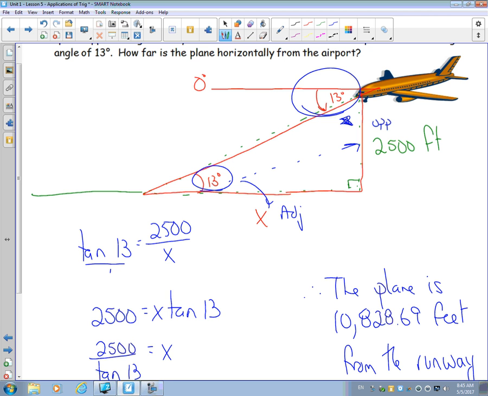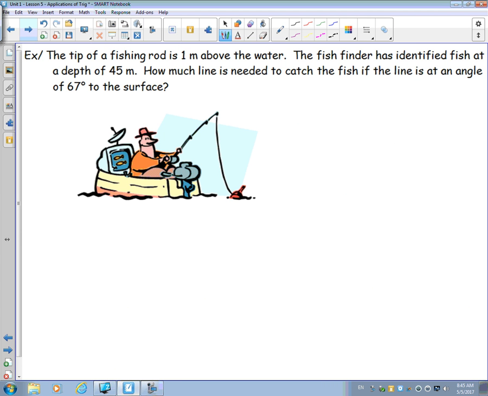Okay, let's try a little trickier one. The tip of a fishing rod is 1 meter above the water. The fish finder has identified fish at a depth of 45 meters. How much line is needed to catch the fish? The line is at an angle of 67 degrees to the surface.